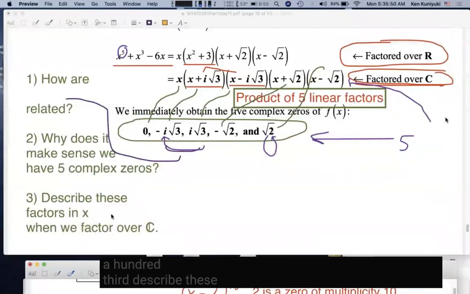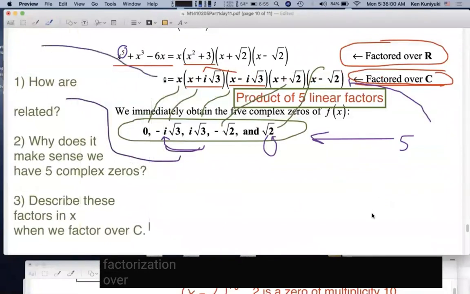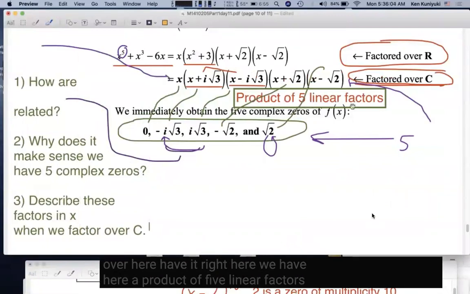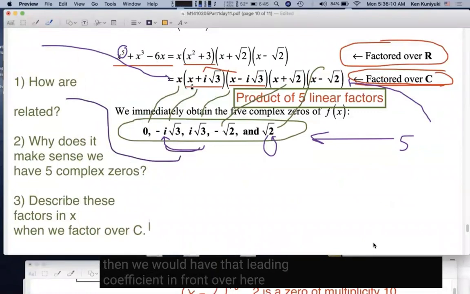Third, describe these factors in x where we factor over C. I'm referring to this factorization over here. I have it right here. We have here a product of 5 linear factors. Bear in mind that if the leading coefficient were not 1, then we would have that leading coefficient in front over here. So we could have a constant factor as well.